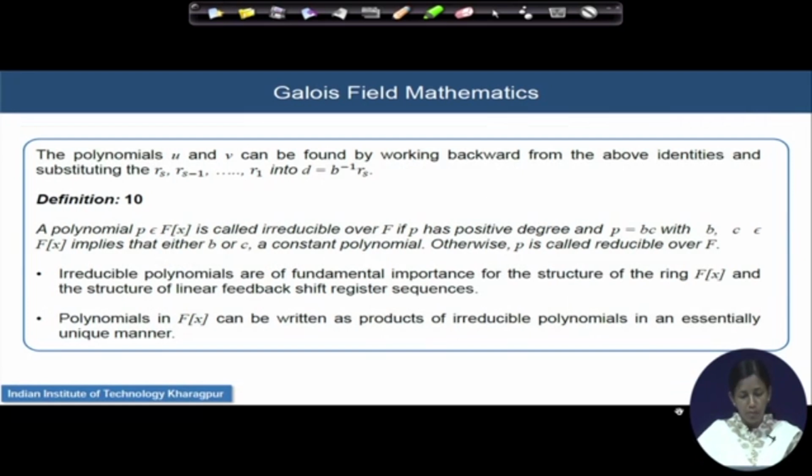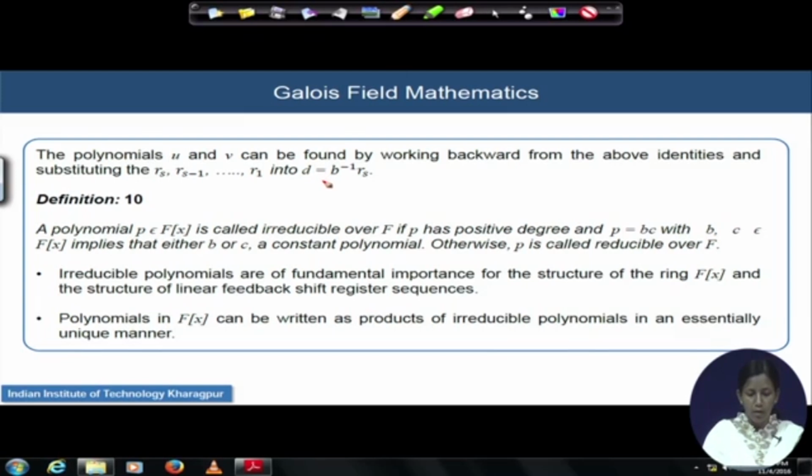So, now the polynomials u and v that we could find, which was equivalent to the last algorithm with the substitutions of R s and R s up to R 1 and into this expression that we have right now, we can find out actually this u and this v.